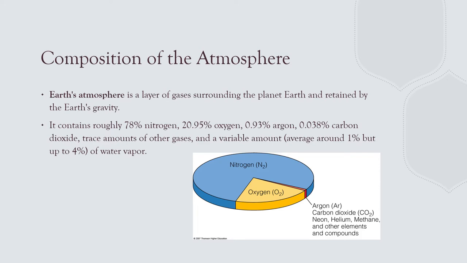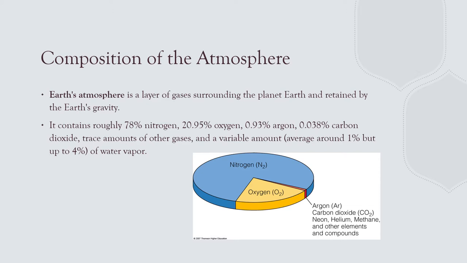Taking a look at the atmosphere, it is the layer of gases. And by layer, let's be clear. The lowest layer is called the troposphere. That's where we live. The layer above that is the stratosphere. And then we have upper layers, ionosphere, magnetosphere. We're really only talking about the troposphere because that's what comes in contact with the ocean.